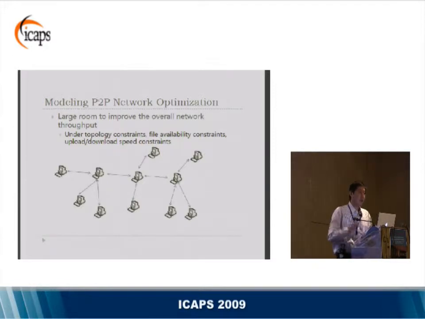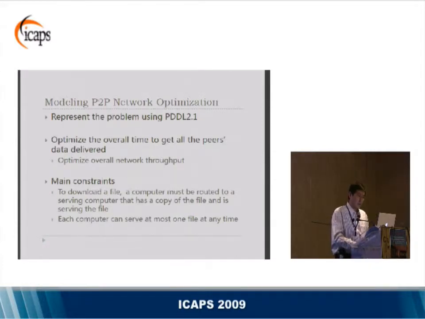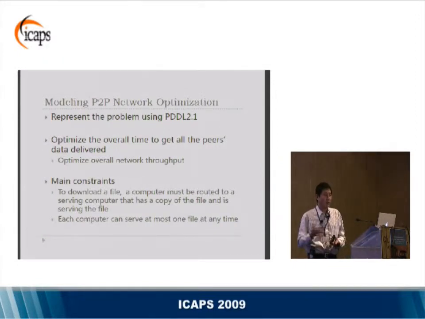So obviously, there's a large room for improvement of the overall network throughput. So we represent this problem in PDDL 2.1 after making some simplifying assumptions. Currently, the model, I would say, cannot really be immediately used for industry, but it does capture the essence of P2P network optimization, and we can potentially extend it to real-world applications.